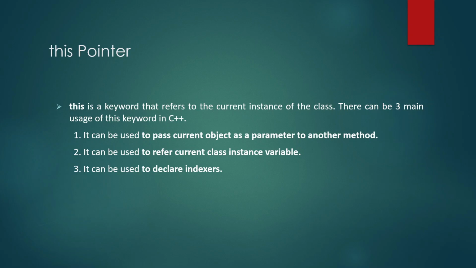So there can be three main usages of the this keyword in C++. The first one is that it can be used to pass the current object as a parameter to another method. Second, it can be used to refer to the current class instance variable. And third and last, it can be used to declare the indexes. So let's see an example of the this pointer.